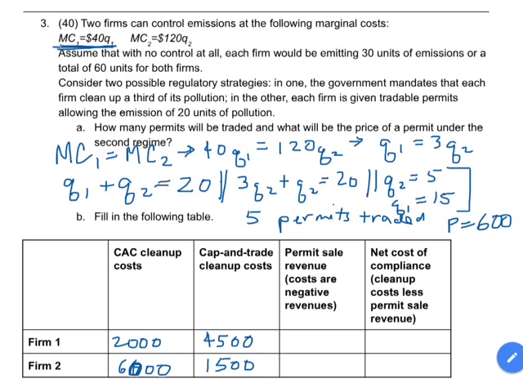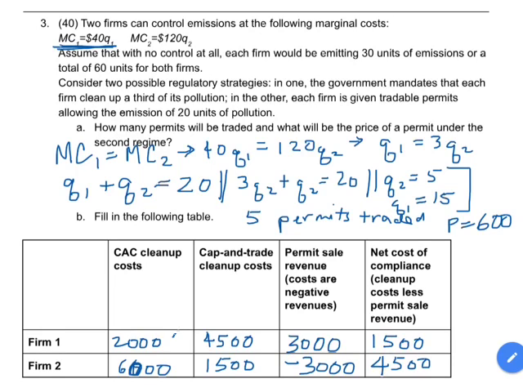And now, as far as permit sale revenue and costs, the revenue for selling 5 permits at $600 a piece, firm 1 gets $3,000, and firm 2 spends $3,000. Then their net is $1,500, 4,500 minus 3,000 for firm 1, and firm 2 spends a total of 4,500 on cleanup. And notice they're both better off.